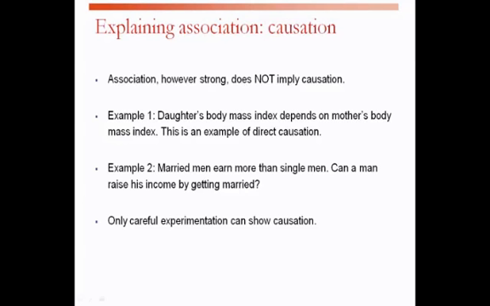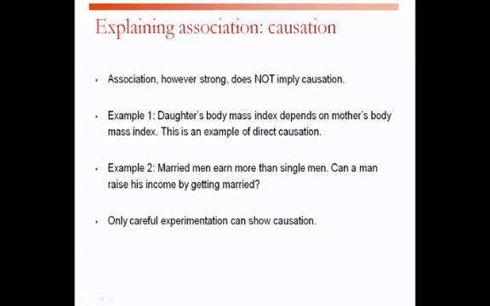First one. Daughter's body mass index depends on mother's body mass index. This is an example of causation. In fact, do you know what percentage of your body mass is inherited from your parents? Anybody? 20%? Yeah, actually it's around 20%. That's about right. So it's around 20% that your body mass index is influenced. A lot of it is influenced by culture, social, all those other factors that go into it.